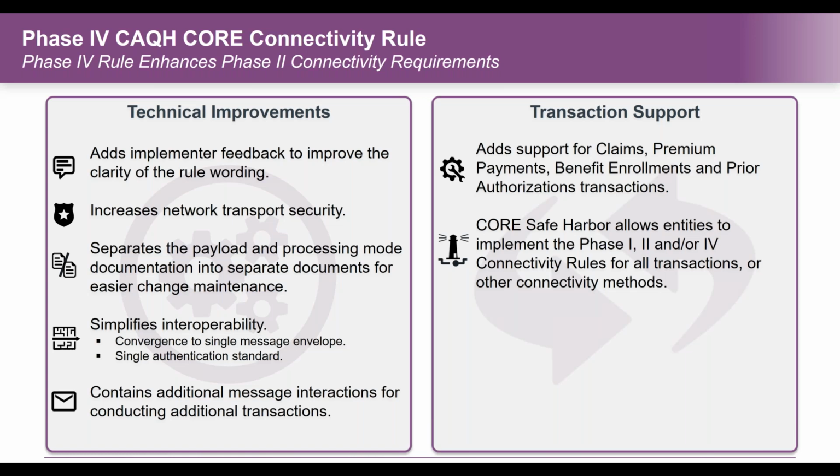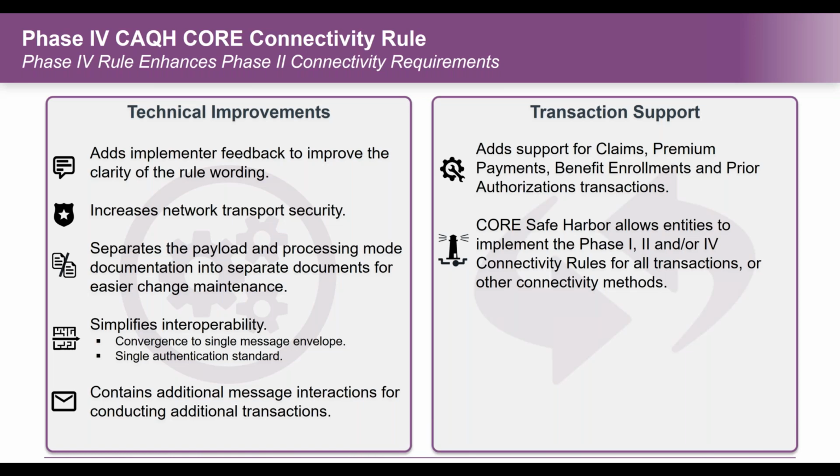We've also included additional message interactions to conduct additional transactions. So you'll see in the phase 4 documentation that we've included other X12 transactions and non-X12 transactions in our documentation that are not specific just to phase 4 transactions. For example, you'll see requirements for the 275 transactions to support attachments. We have no requirements to do that, but you'll have the necessary structure, and the interactions and the mappings are all available, and again, available for free on our website, to show how these other X12 transactions can still be conducted using this connectivity method.